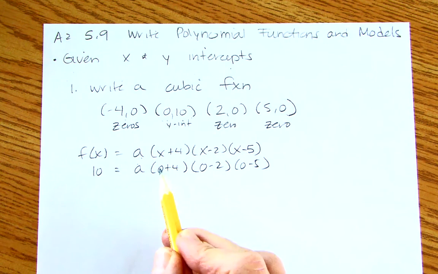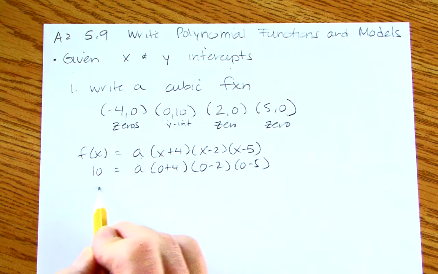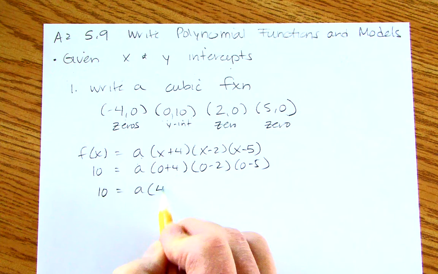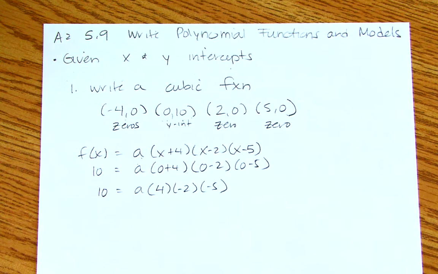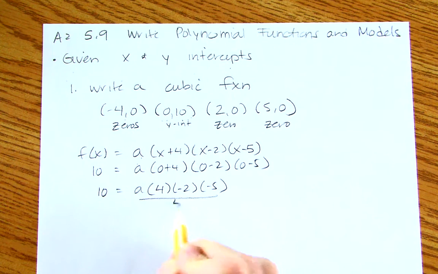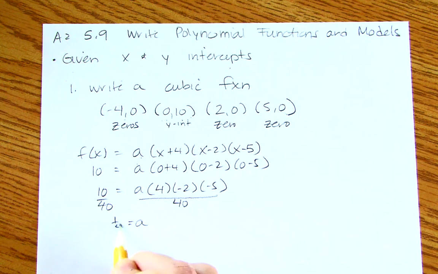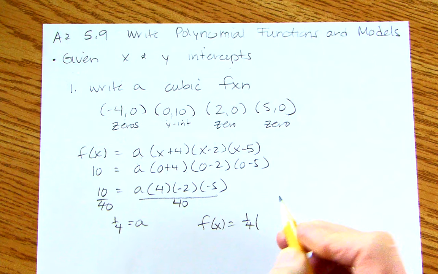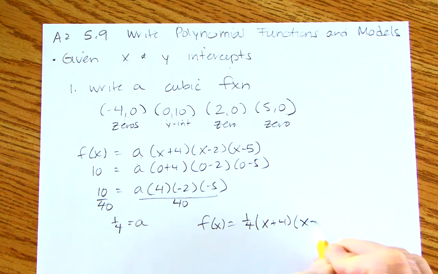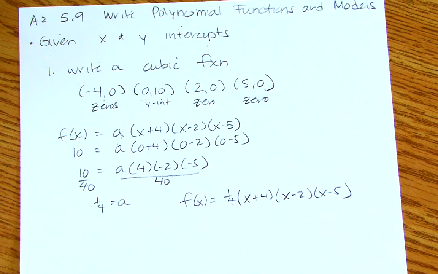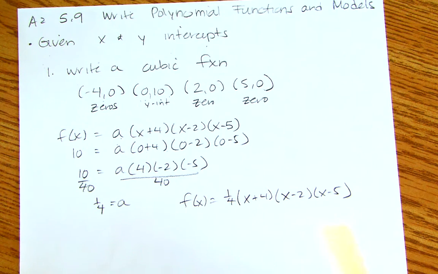They give us the y-intercepts, which makes life easy because I have 10 equals a times 4 times negative 2 times negative 5, which works out to be 40. So to get a by itself, I divide by 40, and I find out that a is 1/4, meaning my function is 1/4 times x plus 4 times x minus 2 times x minus 5. And you can just leave it like this. In the next one, we'll expand the whole thing. The numbers are a little bit easier.